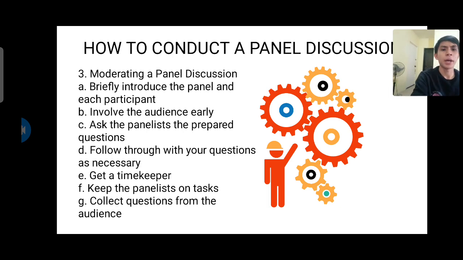Next, keep the panelists on task. So what does this mean? During a panel discussion it means ensuring that they stay focused on the topic at hand and contribute to the conversation in a meaningful way. This is the job of the moderator, who should always remind the speakers or the panelists what the topic is about, so that the point will not go all over the place. Next is collect questions from the audience.